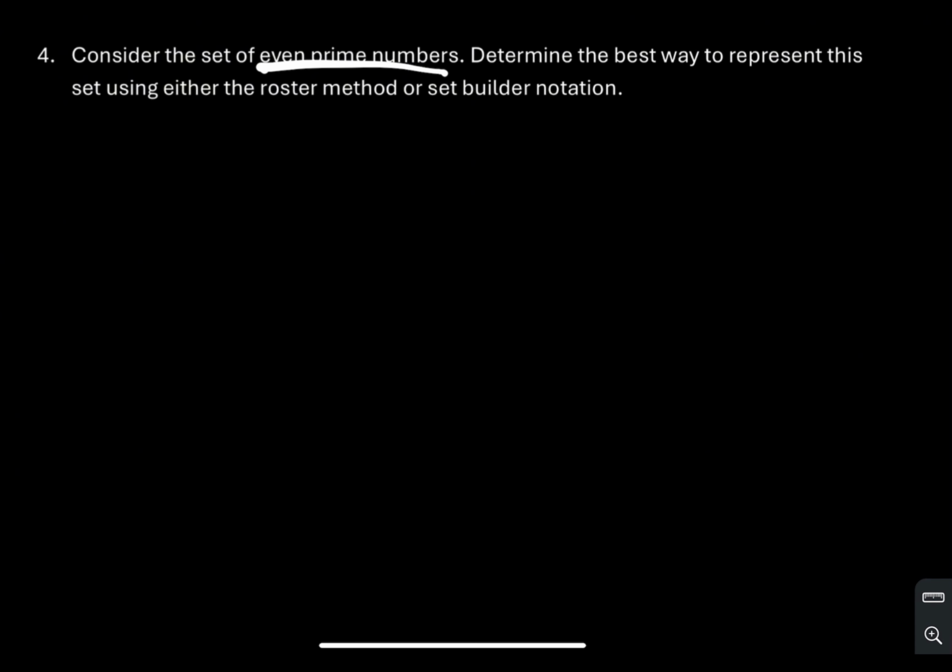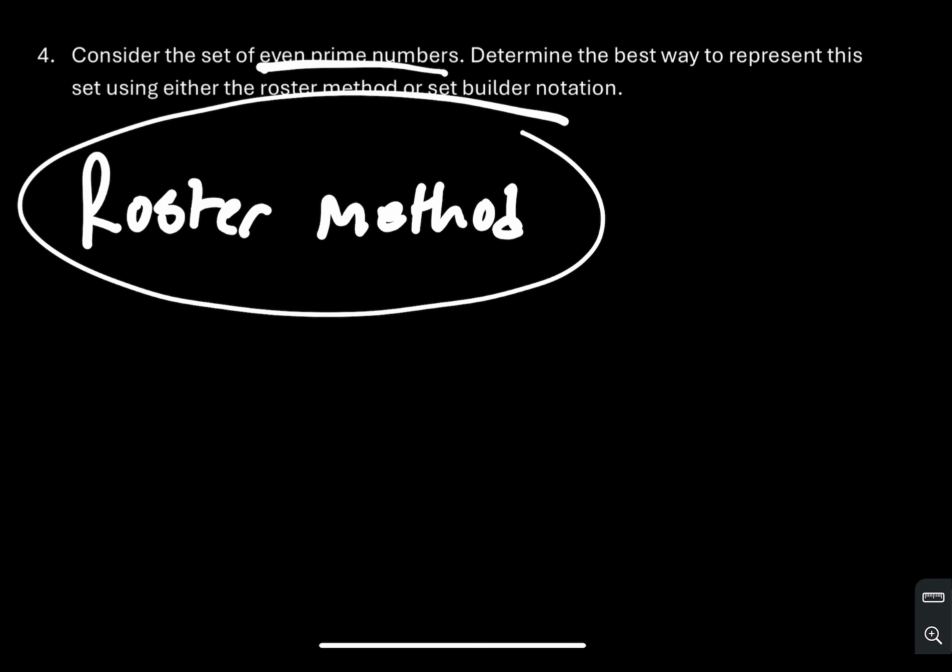So since we have only one element in our set, we know that we need to use roster method because it's such a small amount. We can just list all the even prime numbers out, which there's only one. So the answer here is going to be roster method. And that's going to be your answer.